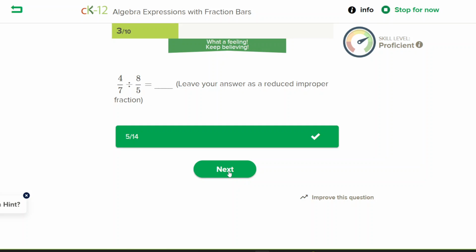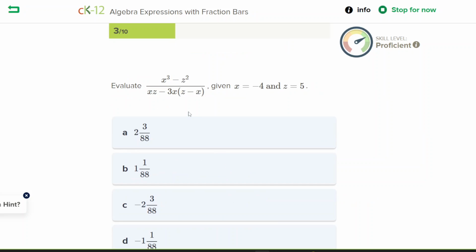All right, so next example. Oh boy, quite a big one here. But still the same procedure. I'm going to replace all the values of x anywhere I see x in this expression with the number -4. Replace all the z's with the number 5. And above the fraction bar, we'll simplify that with the order of operations. Below the fraction bar, do the same. Use the order of operations to simplify.